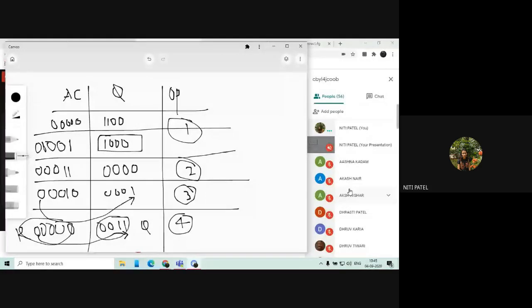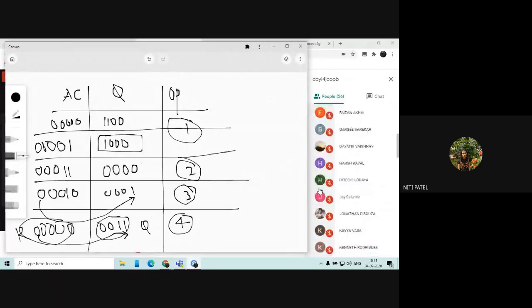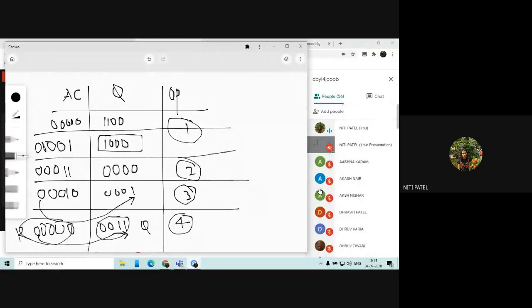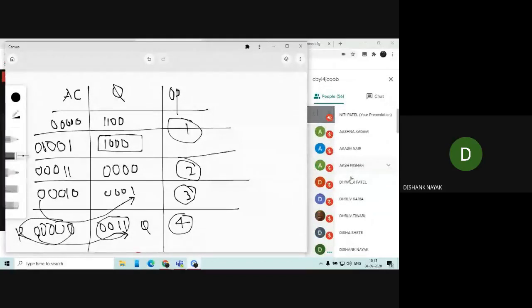Okay. Anybody else in any of the cycles? No doubts in the restoring algorithm? Yes or no? No, ma'am. No doubts. Okay. So with this, I assume that you have understood the restoring algorithm of division, and we complete this topic. Do you want any extra sums for practice?